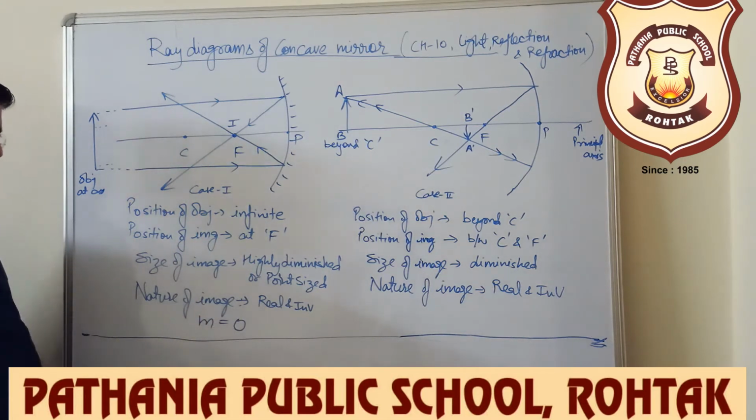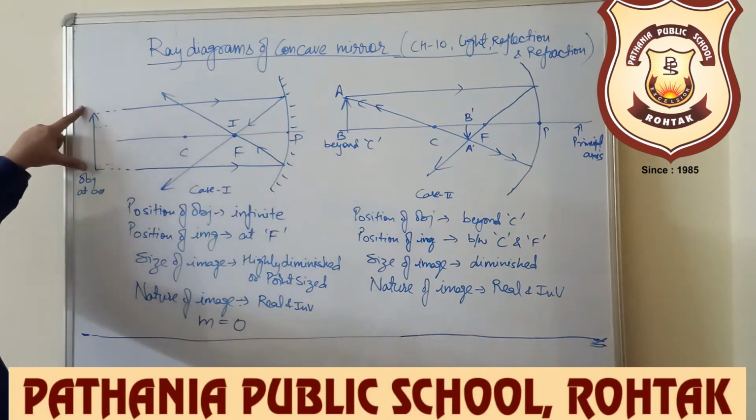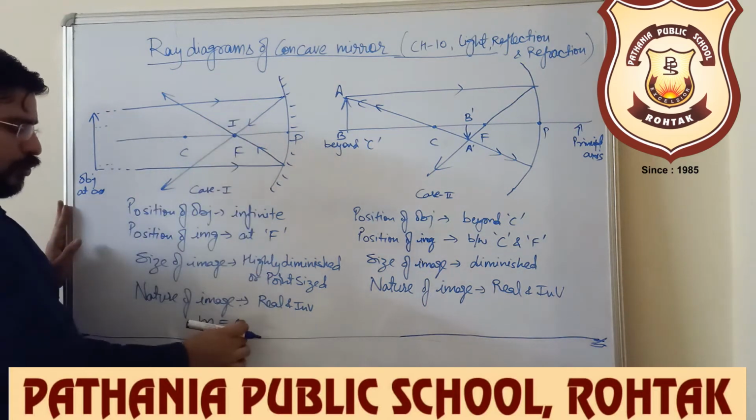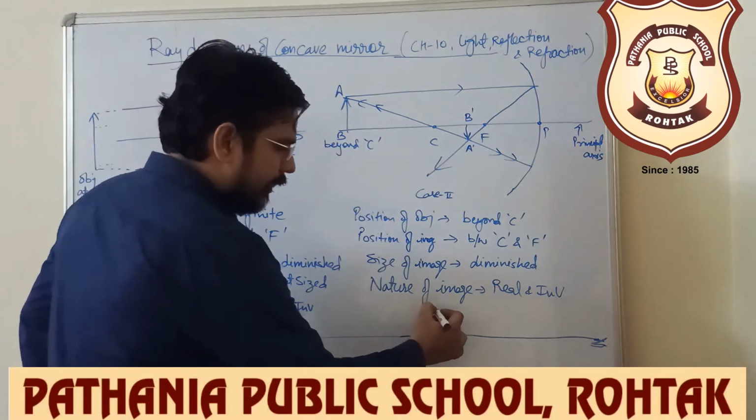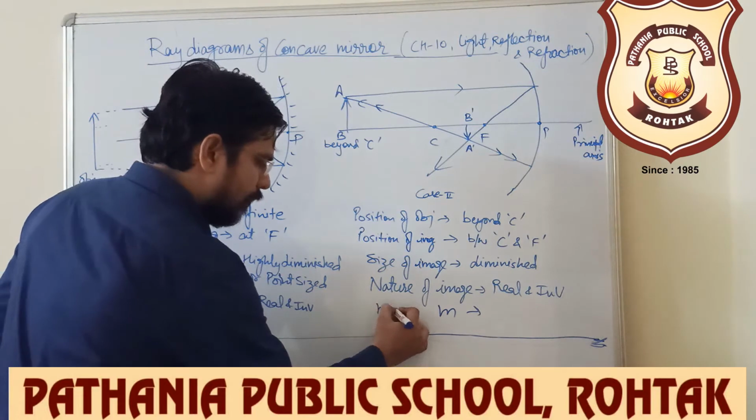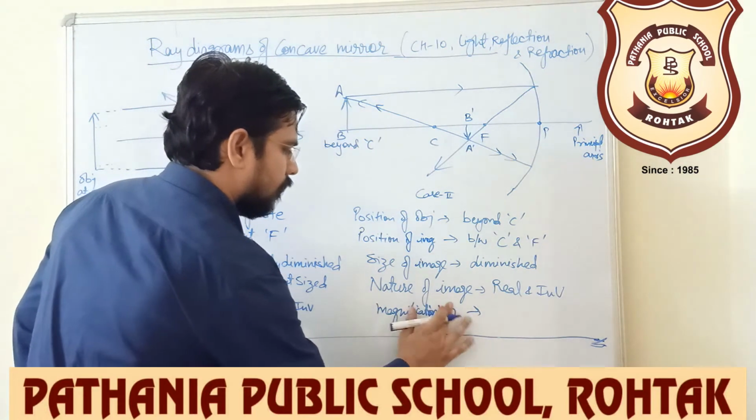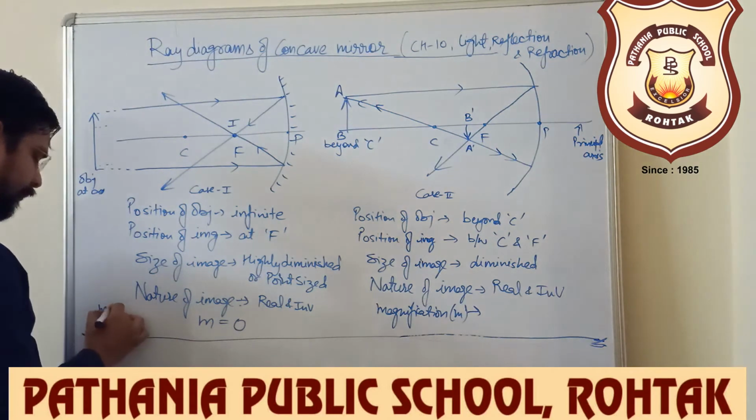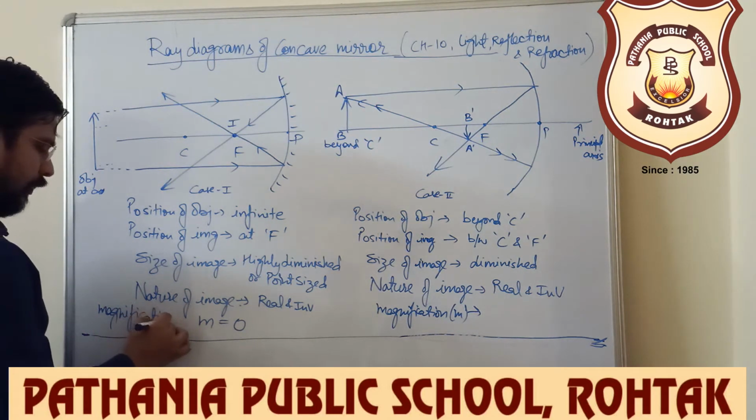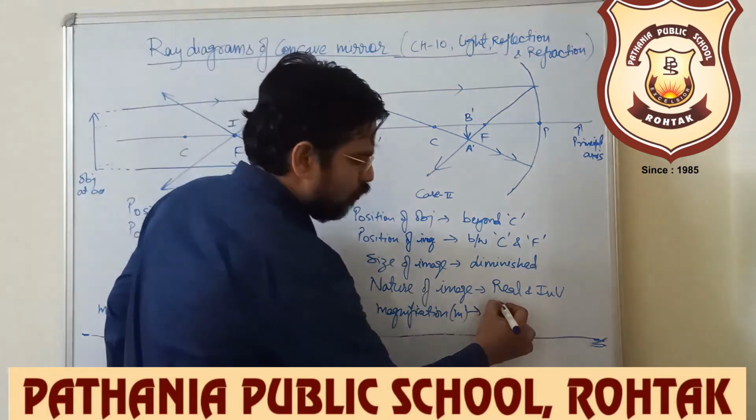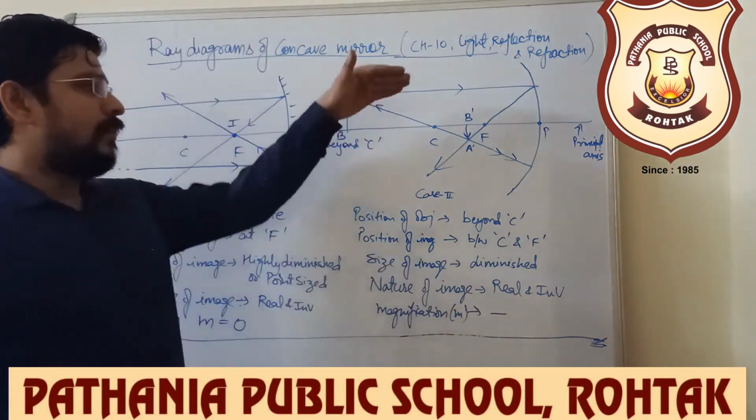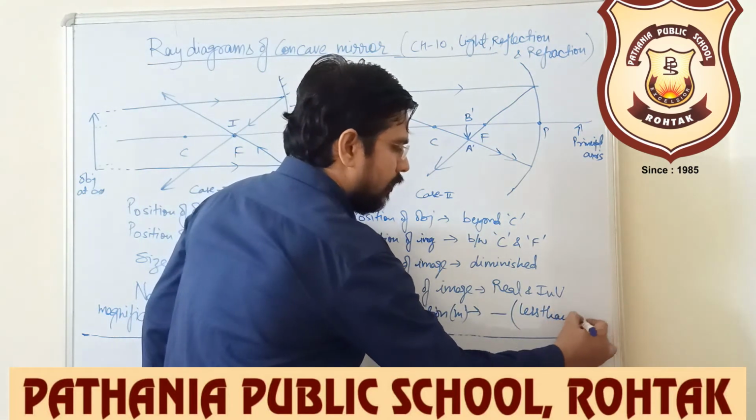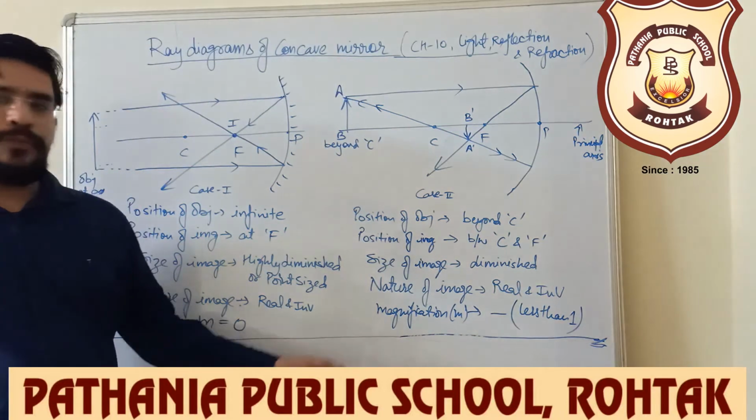One more point which we can remember with these diagrams: magnification is defined as size of image divided by size of object. Magnification is represented by M. Magnification here is always going to be negative. The negative sign is indicating an inverted image. So magnification is negative, and the value of magnification is always going to be less than 1 because the size of image is smaller than the size of object.